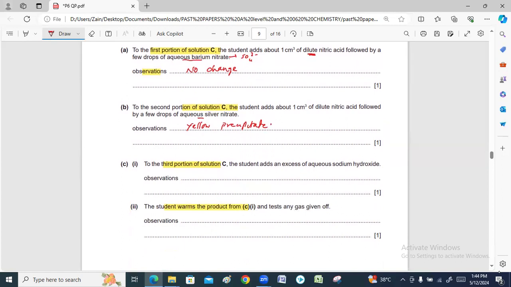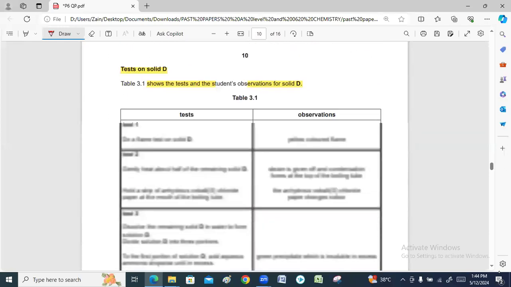Now, to the third portion of the solution C, the student adds excess aqueous sodium hydroxide. Aqueous excess sodium hydroxide can be used to test for the presence of ammonium ion. So if we look at the presence of ammonium ion.